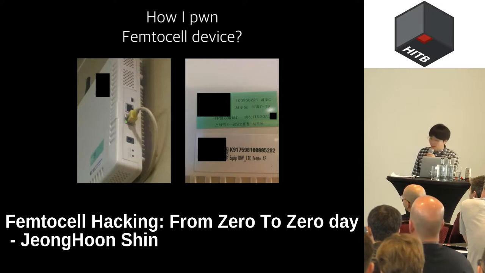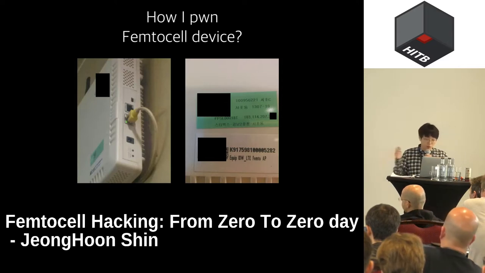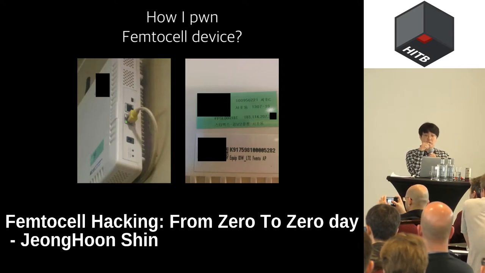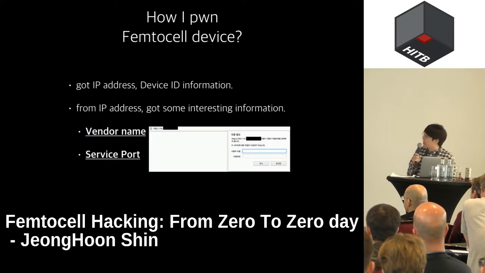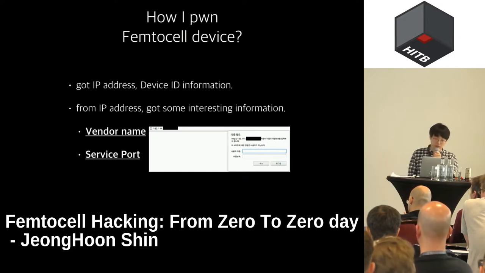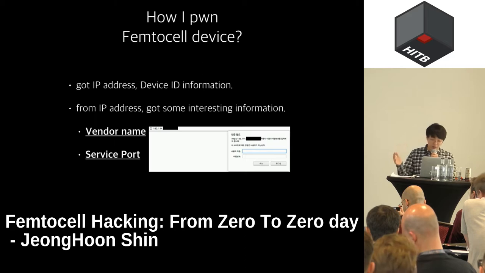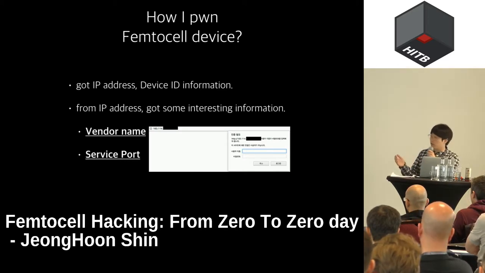As you can see from this photo, it says Femto AP with an IP address. What do you guys usually do with an IP address? Oh yeah, I scan it. So based on the device IP and information on each vendor, I had a rough idea and scanned the IP. Then I found that a web service is open on a particular port. But because of a web authentication issue, I was not able to go further.